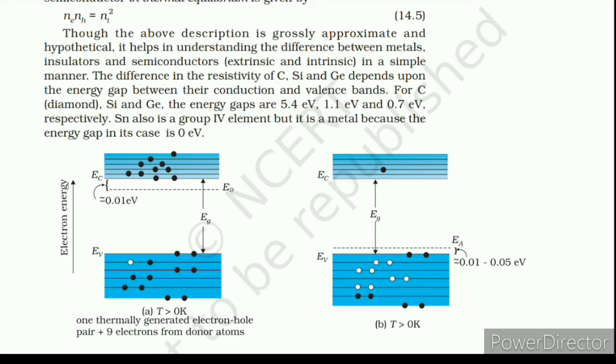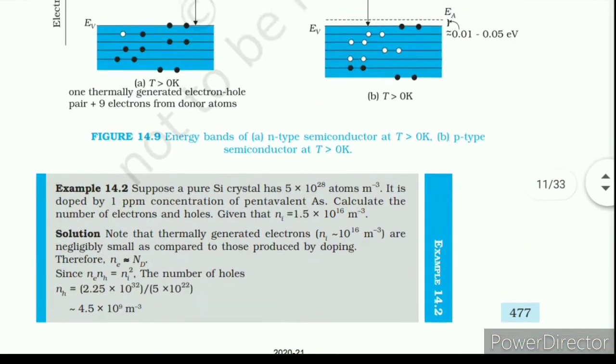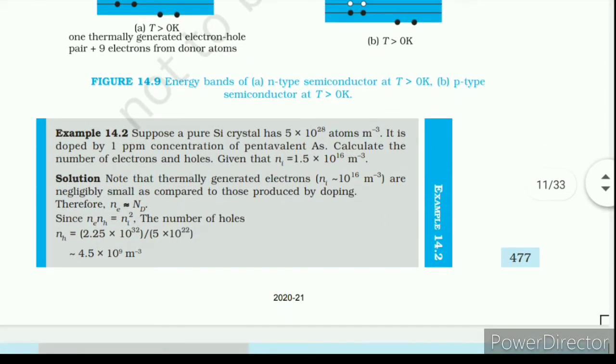Due to the positive space charge region on the N side of the junction and the negative space charge region on the P side of the junction, an electric field directed from the positive charge towards the negative charge develops. Due to this field, an electron on the P side of the junction moves to the N side and a hole on the N side of the junction moves to the P side. The motion of charge carriers due to electric field is called drift. Thus, a drift current, which is opposite in direction to the diffusion current, starts.